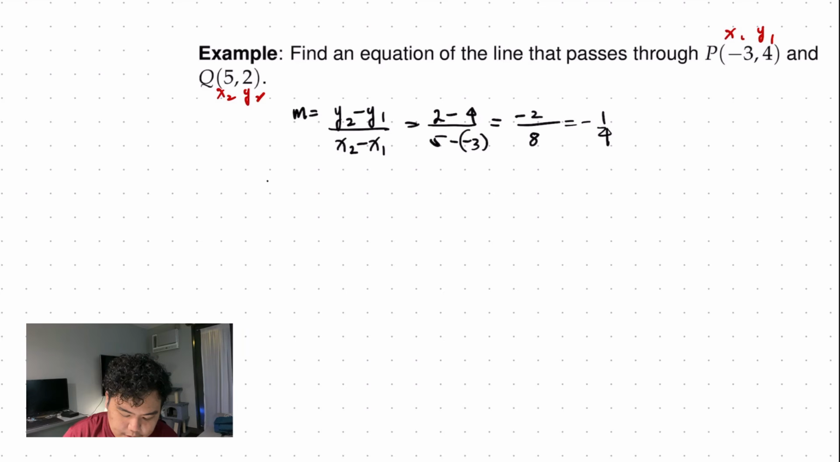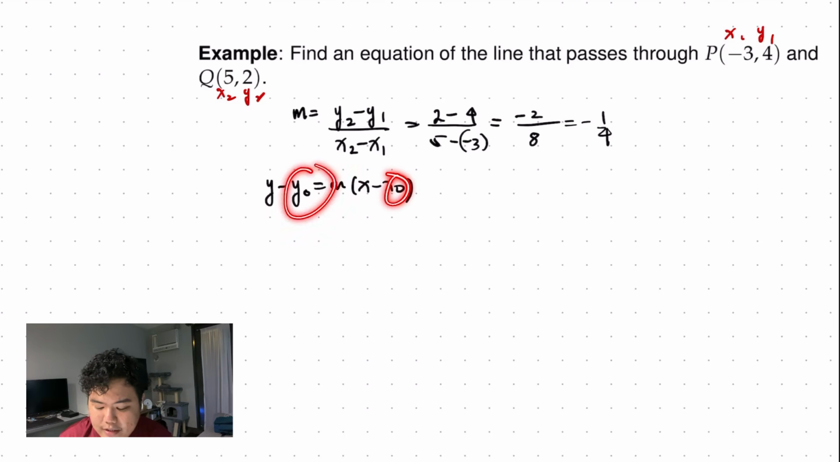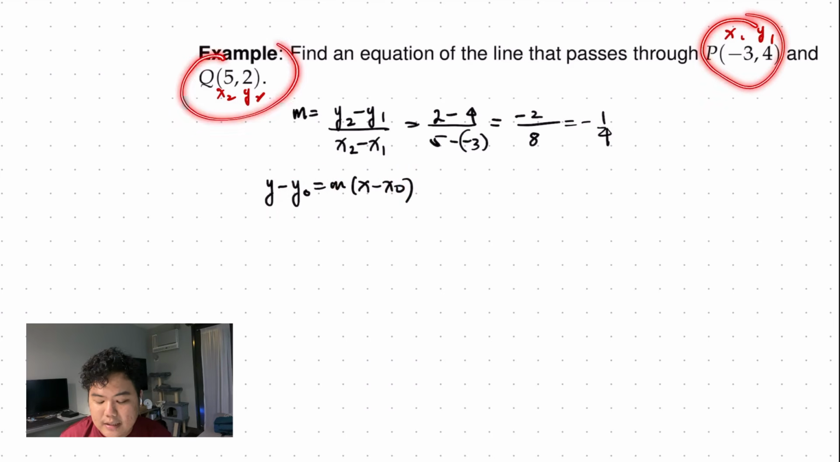So, gamitin natin yung y minus y naught equal to m times x minus x naught. Ito na yung equation ng line. Pa-plug in na lang natin. For x naught, y naught, you just pick one point. Kahit sino dyan, kahit si P, kahit si Q. Piliin na lang natin si P.